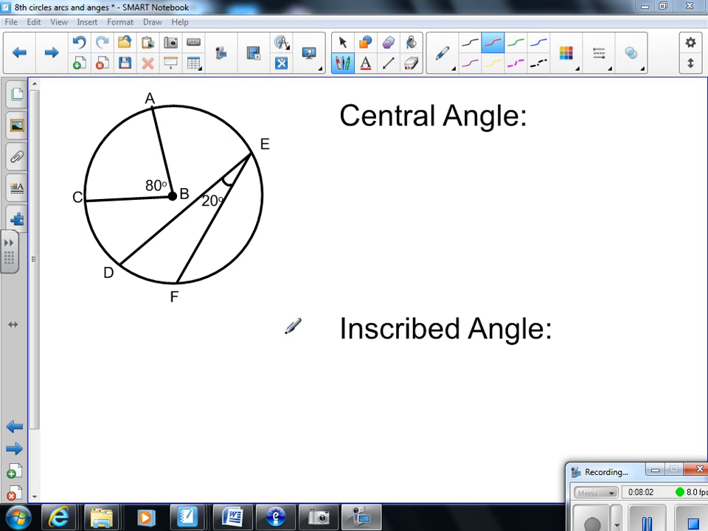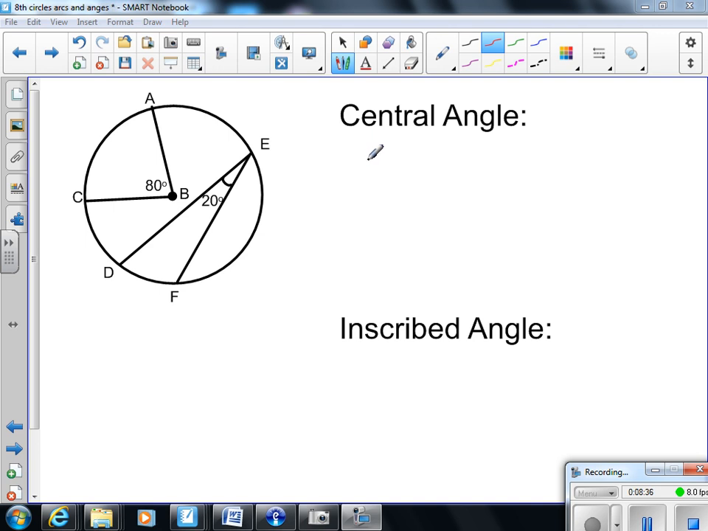Okay, now it's your turn. I want you in this example to list what the central angle is, what its measure is, and then list the arc from that central angle and what its measurement would be. And do the same for an inscribed angle. Name an inscribed angle, name its measurement, and then measure the arc of that inscribed angle. What would it be? When you get finished, compare with your partner, and then raise your hand and I'll come check you.